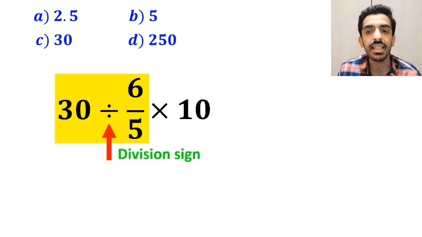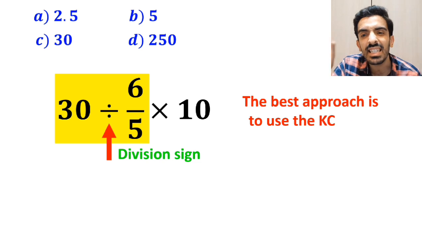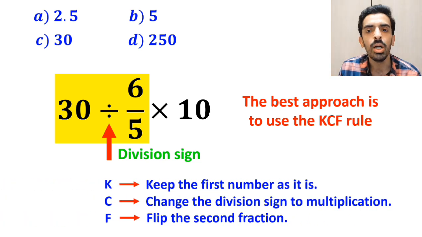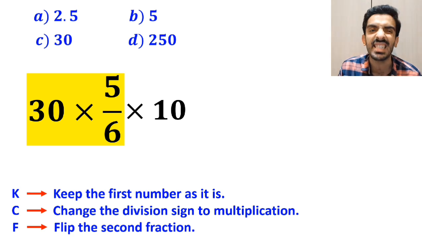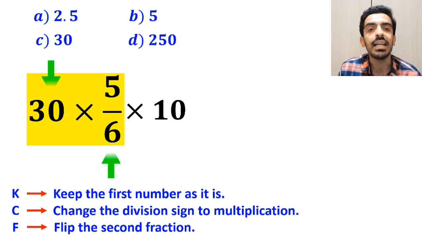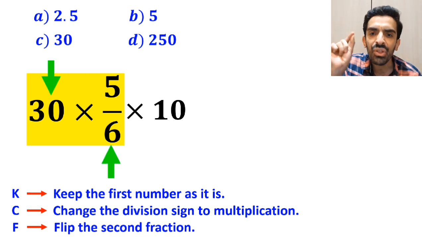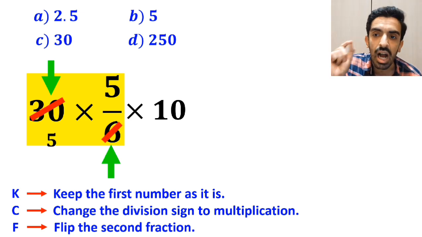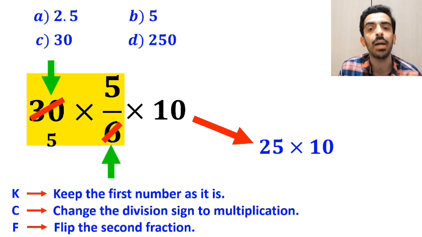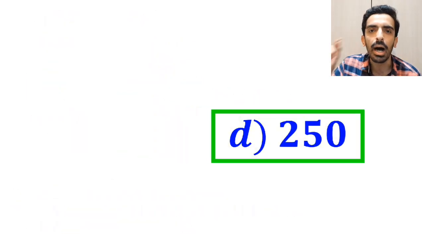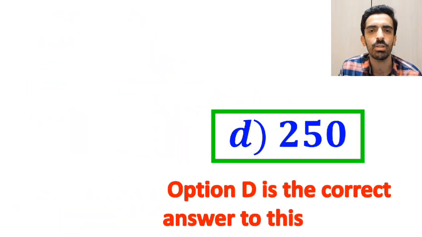Okay, whenever we see a division sign between two terms, the best approach is to use the KCF rule. So, we remove the highlighted part and replace it with 30 times 5 over 6. Alright, as you can see on the screen, the number 30 simplifies with the 6 in the denominator, and instead of this expression, we can write 25 times 10, which ultimately gives us the answer 250. Therefore, option D is the correct answer to this question.